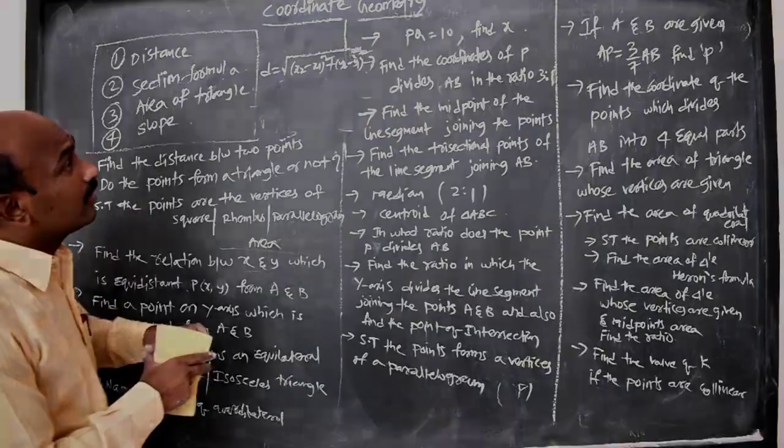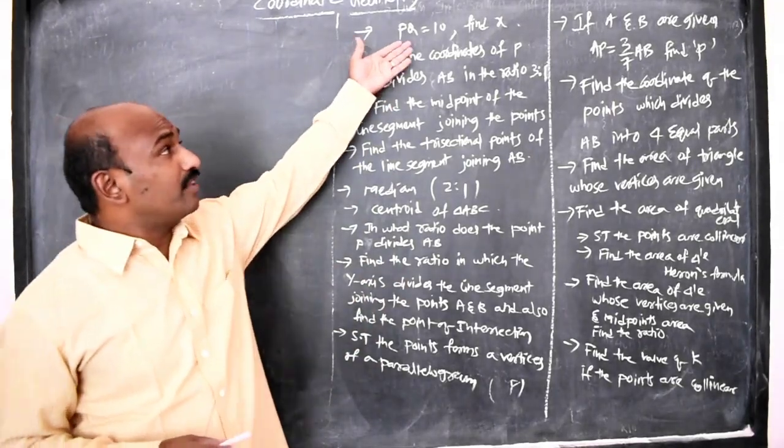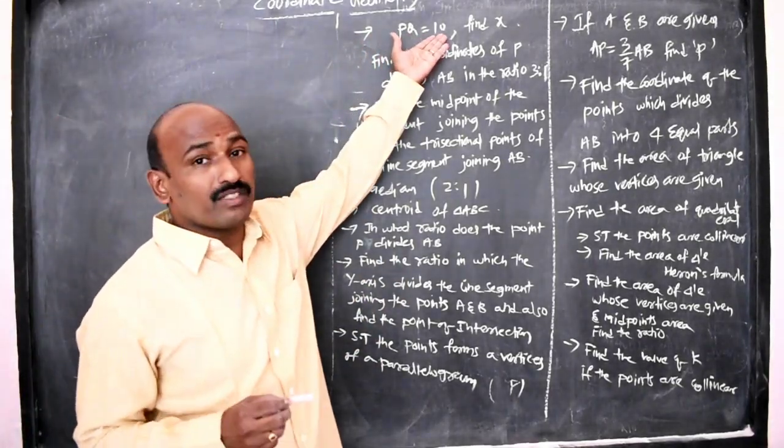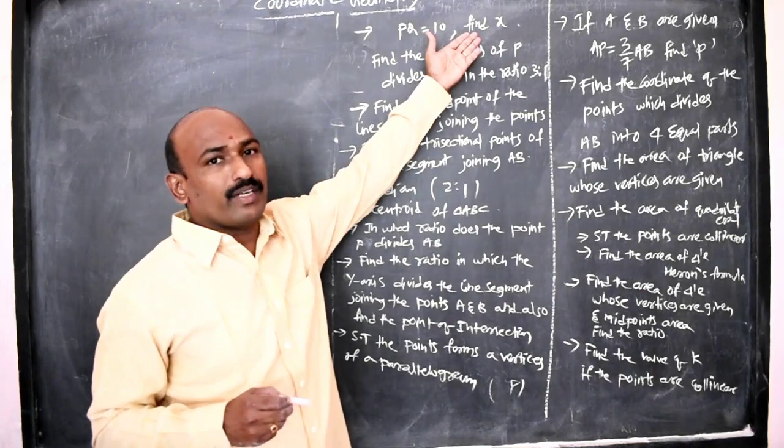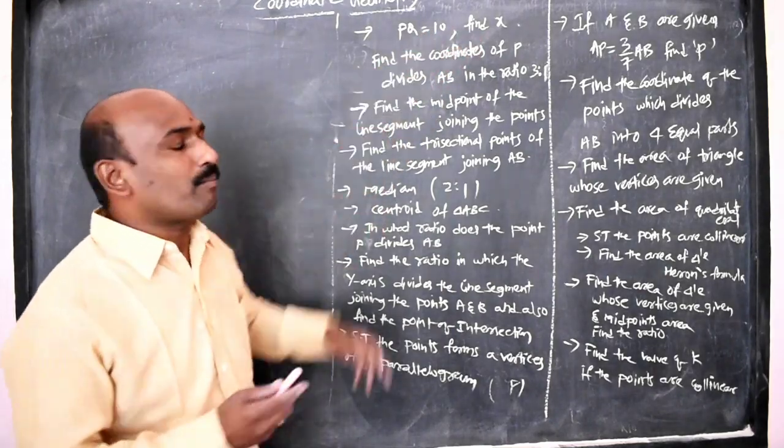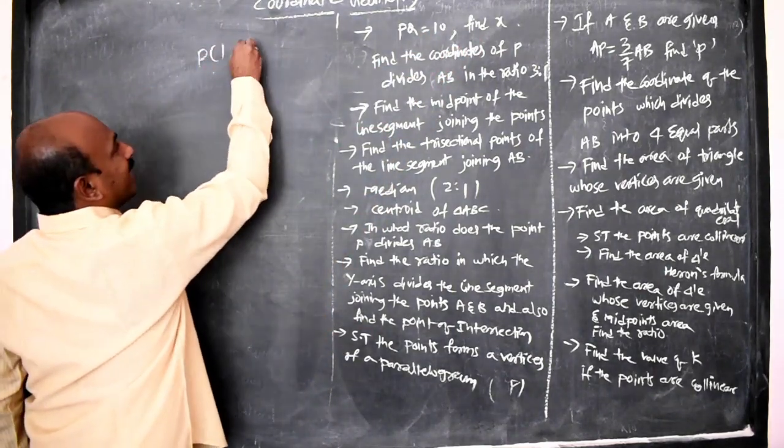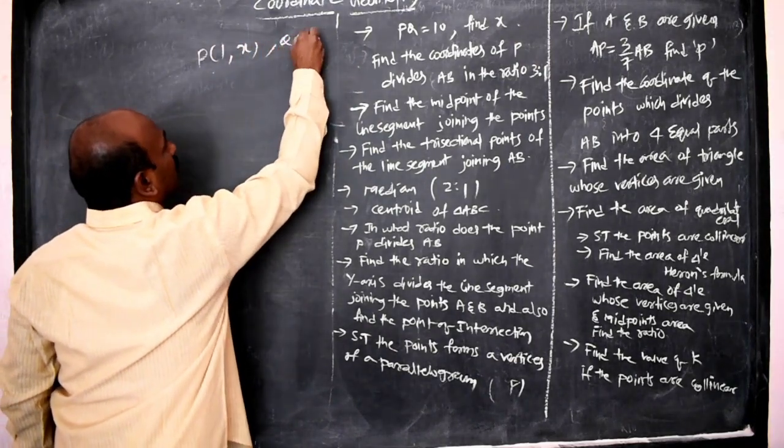After that, the next concept is, if the distance between 2 points is given in some units, then we need to find out x. In this case, they will give some point P(1, x) and Q(3, 4).